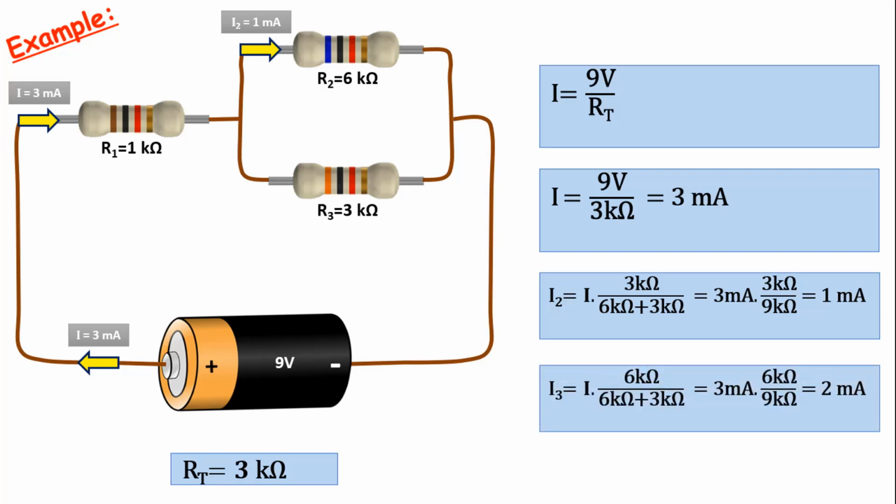Similarly, if we call the current through resistor R3 I3, we can find the current through this resistor. The value of I3 will be I times 6 kΩ divided by 6 kΩ plus 3 kΩ. When we do this operation, we find the current I3 as 2 milliamps. If the three resistors were connected in parallel, we could solve the problem in the same way. Again, we can distribute them in inverse proportion so that a small current flows through the larger resistor and a large current flows through the smaller resistor.